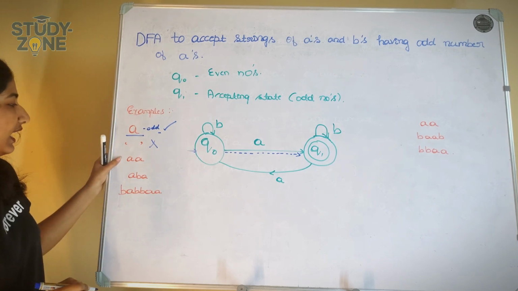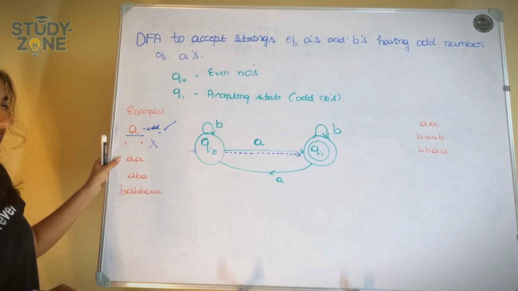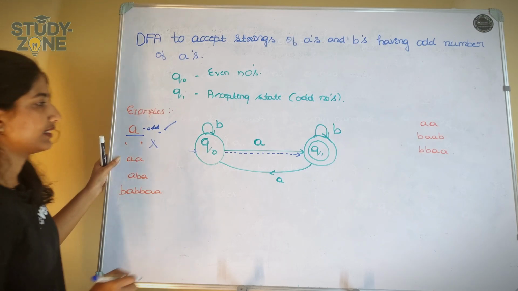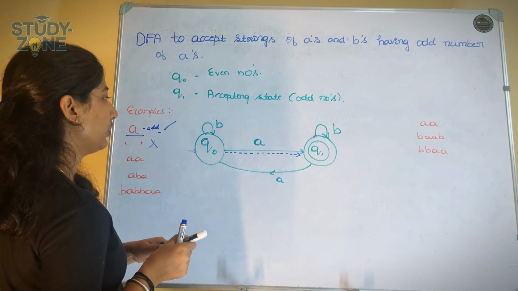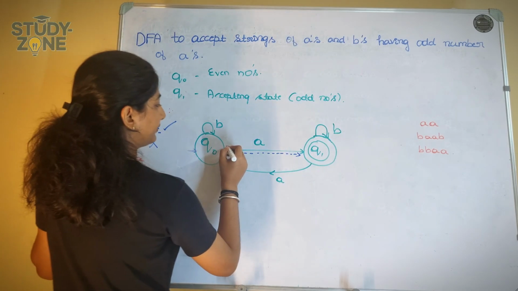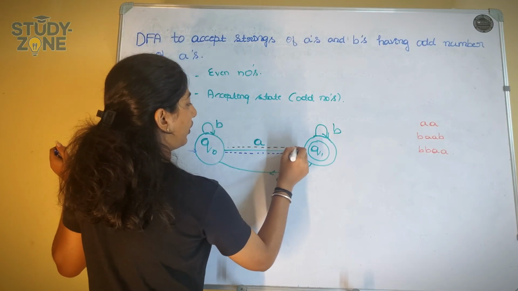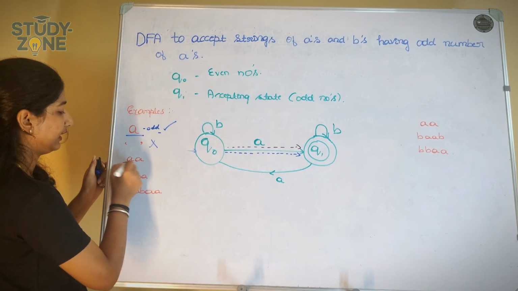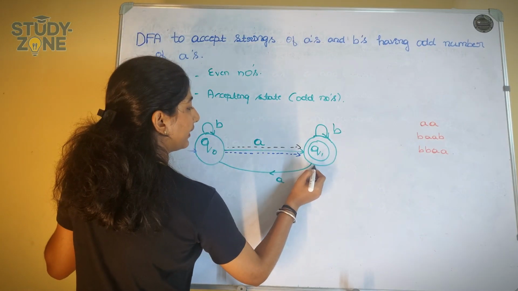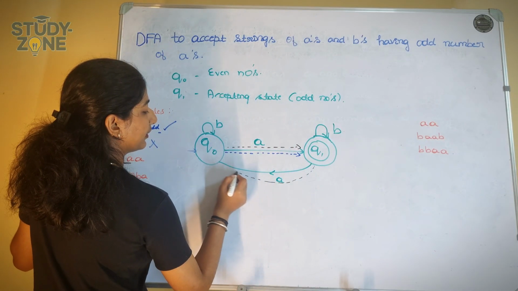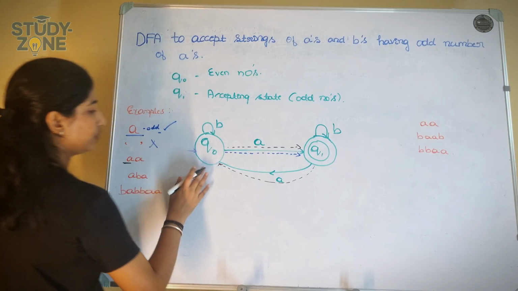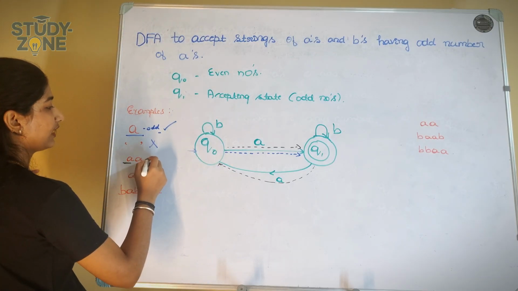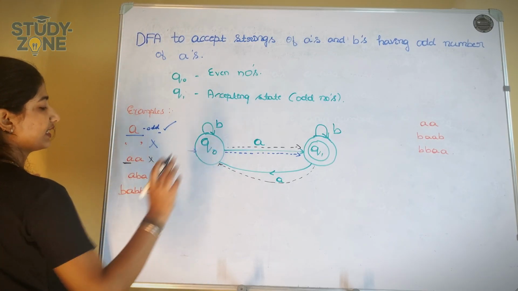And we have A, A. This one should get rejected, right? So let's check. Q0 on A moves to Q1. Done. Q1 on A moves to Q0. This is not the accepting state. So my transition diagram is correct.